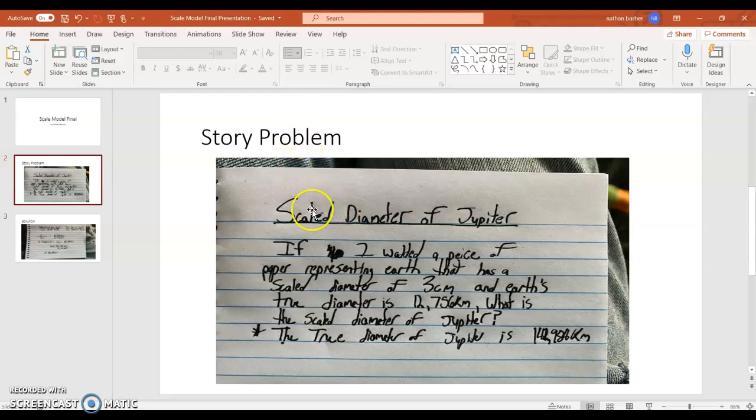What we had to do was find the scale diameter of Jupiter by making our own scale diameter of Earth, and then using that to find the scale diameter of Jupiter. So if I wadded a piece of paper up representing Earth that has a scale diameter of 3 centimeters, and Earth's true diameter is 12,756 kilometers, what is the scale diameter of Jupiter? And then the true diameter of Jupiter is 142,984 kilometers.